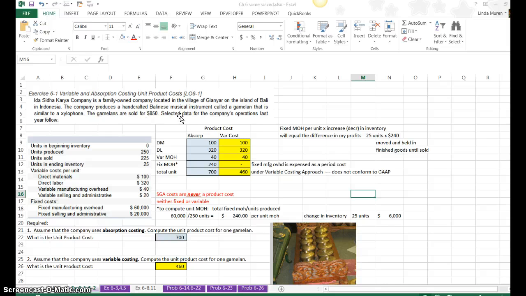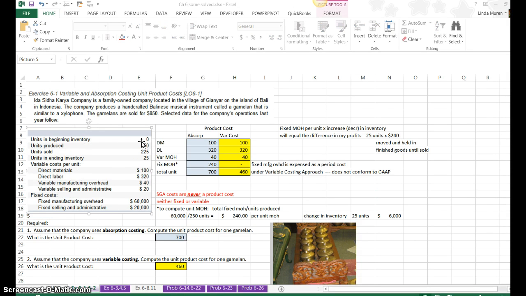So the selected data for the company is from this little table over here, and you see that they have 0 units in their beginning inventory and they produce 250 during this period. Remember that one of the concepts behind absorption costing is that you take the fixed manufacturing overhead cost and divide it by the units produced, not those sold. The number of units sold goes to the income statement and doesn't have a lot to do with the production side. When you put together the income statement, you will have to calculate a cost of goods sold though. So keep that in mind.